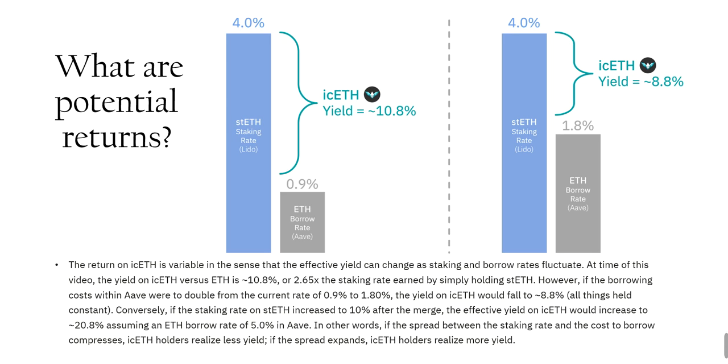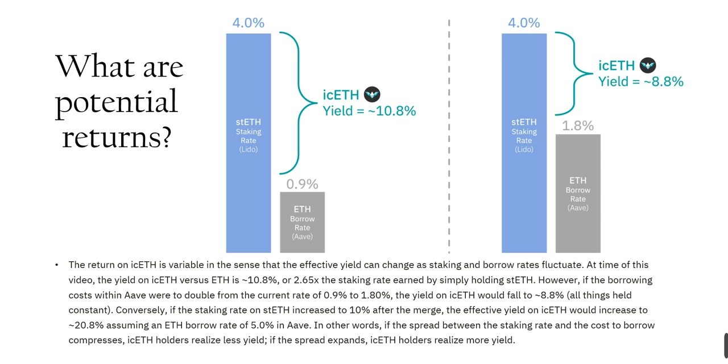What are the potential returns? You can see in the picture the return on icETH is variable in the sense that the effective yield can change as staking and borrowing rates fluctuate. At the time of recording this video, the yield on icETH versus Ethereum is 10.8%, or 2.65x the staking rate earned by simply holding Ethereum, simply staking Ethereum, you can imagine.